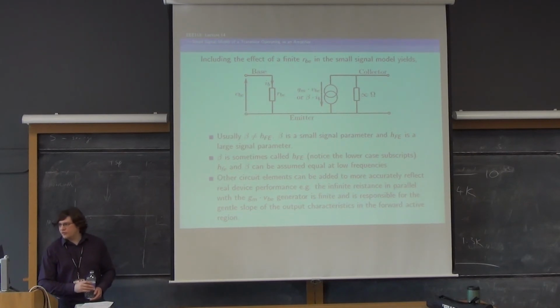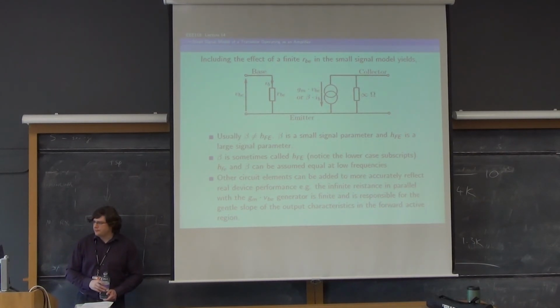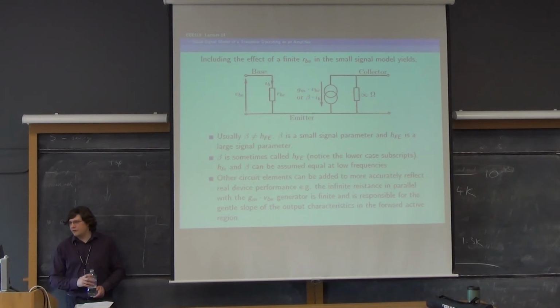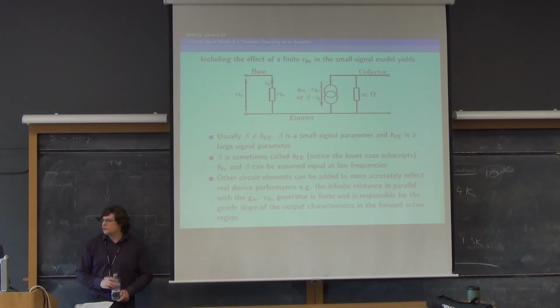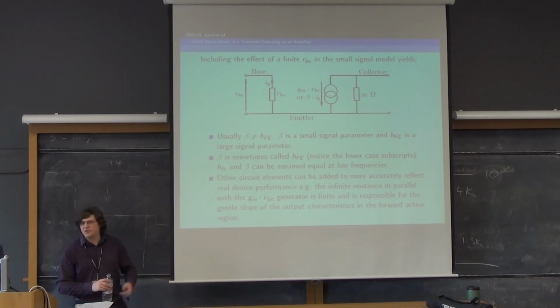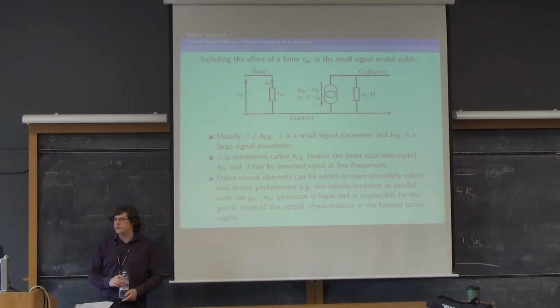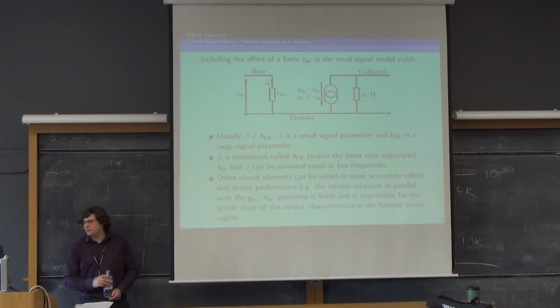So if we include the effect of a finite RBE, our new small signal model for a bipolar junction transistor is shown on this slide. And I've written up beta IB or GM VBE. And I'm still saying that the little resistor in the Norton source between the collector and the emitter is infinite.